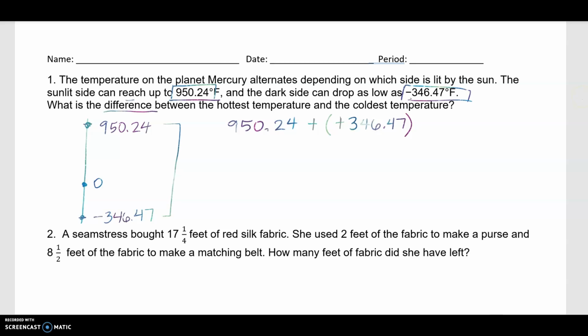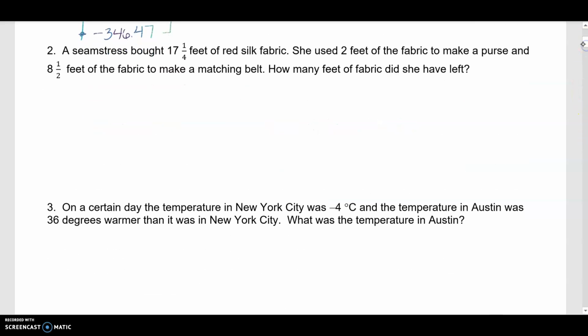Okay, so moving on to number 2. Number 2 says, a seamstress bought 17 1/4 feet of red silk fabric. She used 2 feet of the fabric to make a purse and 8.5 feet of the fabric to make a matching belt. How many feet of the fabric does she have left? So she bought 17 1/4. We have this fabric piece here, that's 17 1/4.